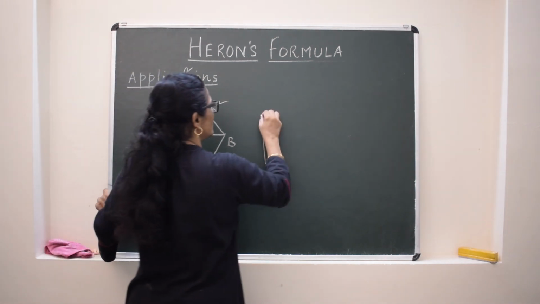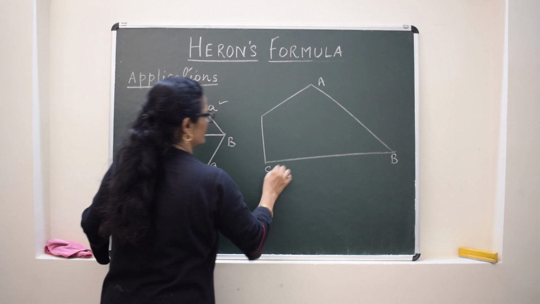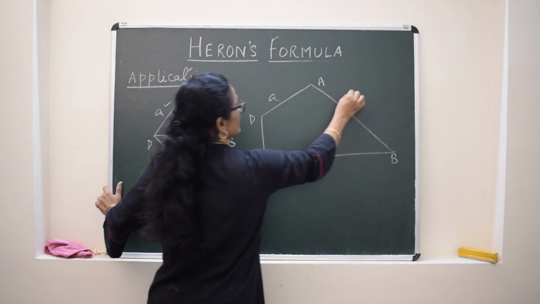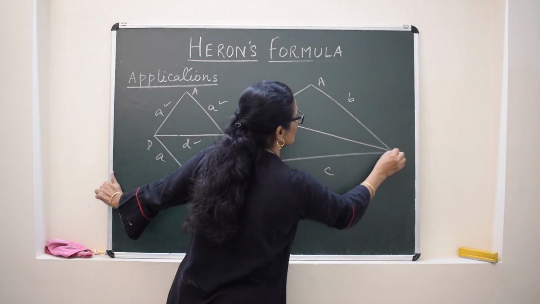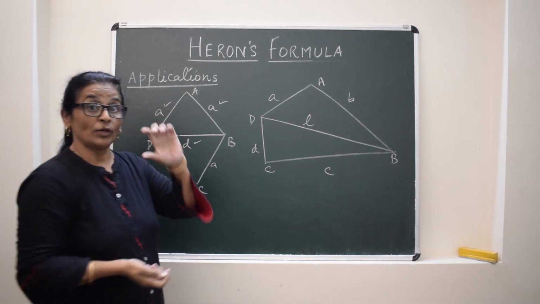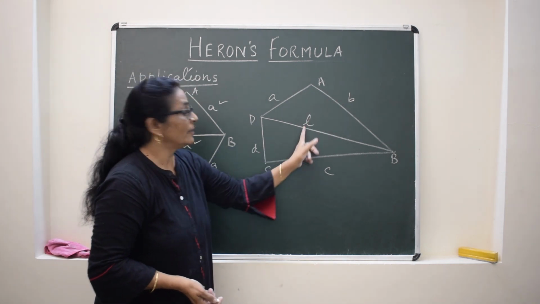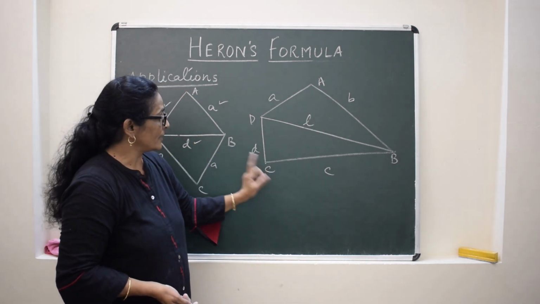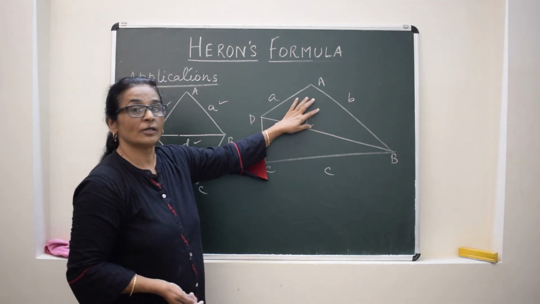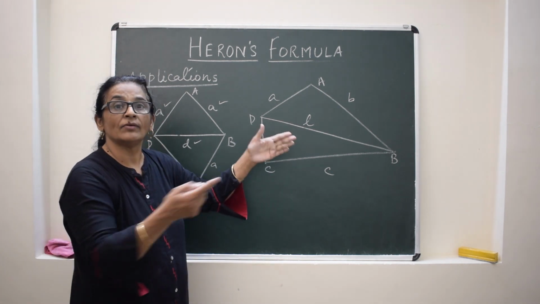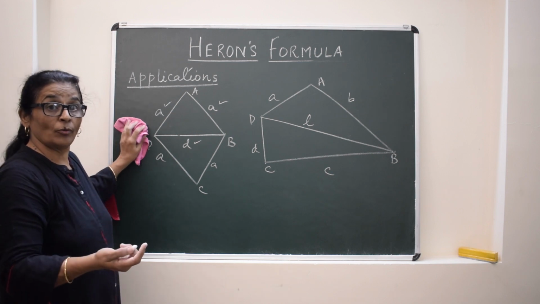Similarly, if any general quadrilateral is given and all its sides are known, and one of the diagonals is also known, then we have to apply Heron's formula twice. For this triangle, the sides will be a, b and l. For this triangle, the sides will be d, l and c. So separately, we will apply Heron's formula for this triangle and for this triangle and we will add it up.